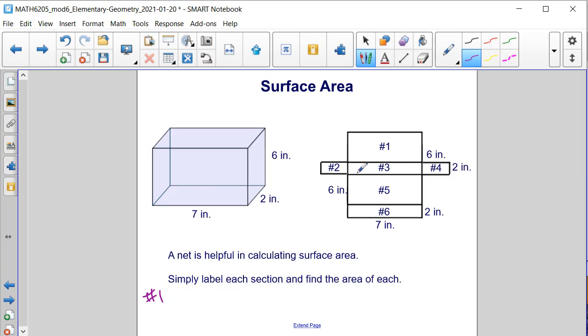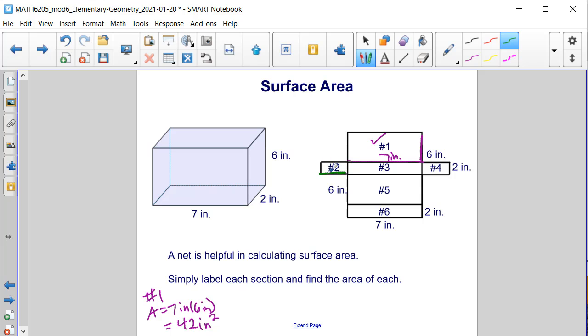So number 1, its length corresponds to the 7 inches down there. So I'm going to rewrite it, 7 inches by 6 inches. So this area is 7 inches times 6 inches, which will be 42 square inches for this area taken care of. Okay, now let's look at area number 2 over here.